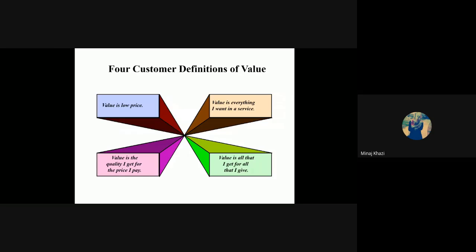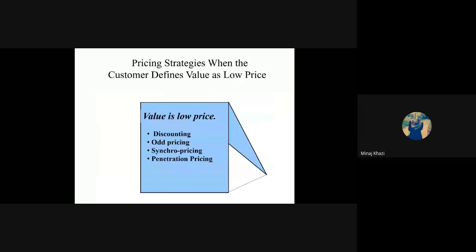So in the next one, four customer definitions of value, what the customer thinks. First one is value is low price. Second one is value is everything I want in a service. Third one, value is the quality I get for the price I pay. This is what the customer thinks of the service before paying. And value is all that I get for all that I give. So the first one, where the customer defines the value as low price, what are the different kinds of pricing strategies under it?